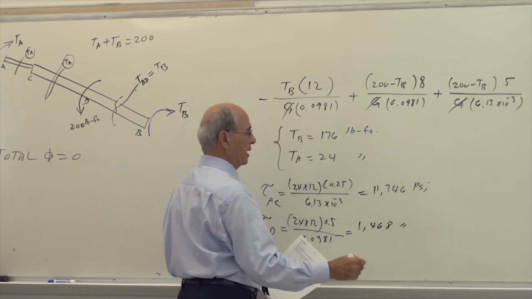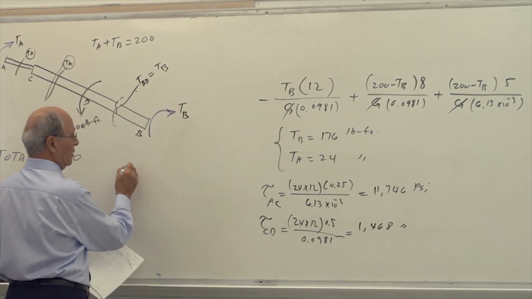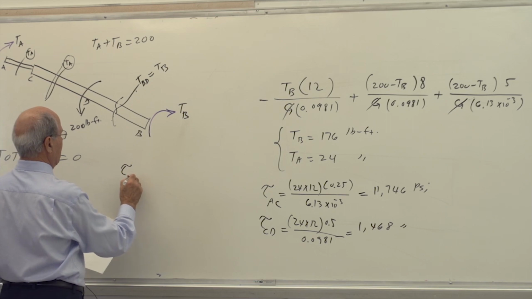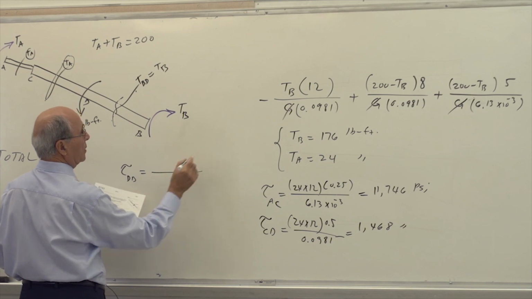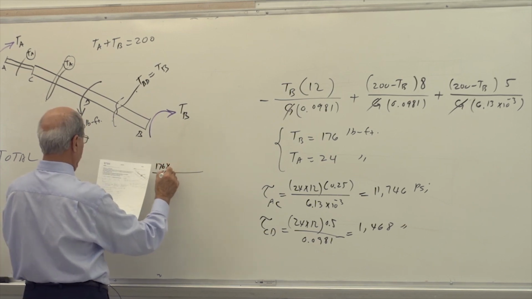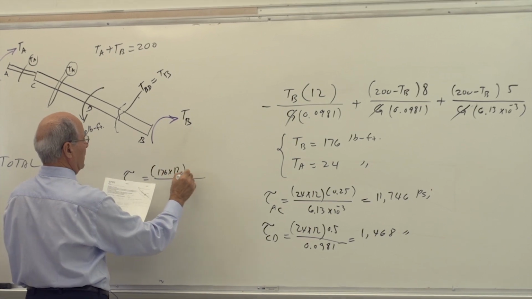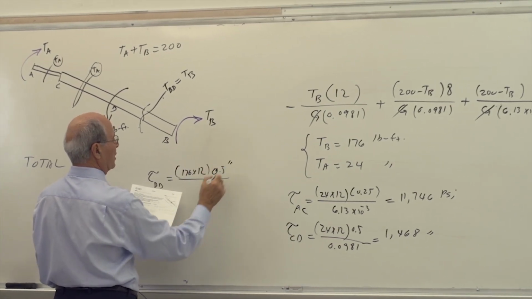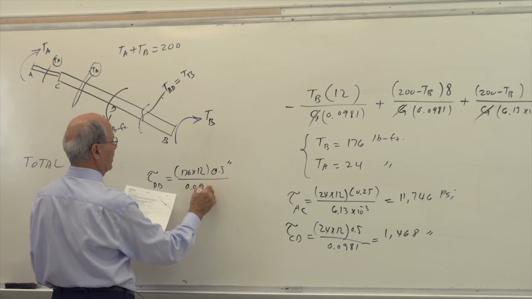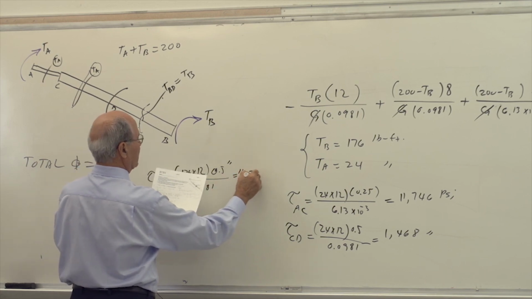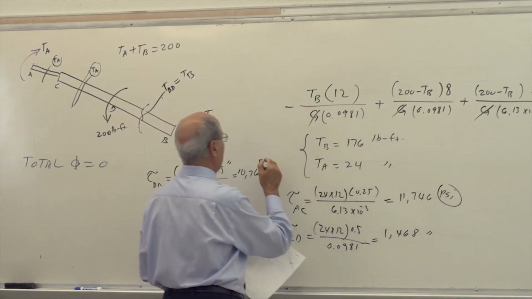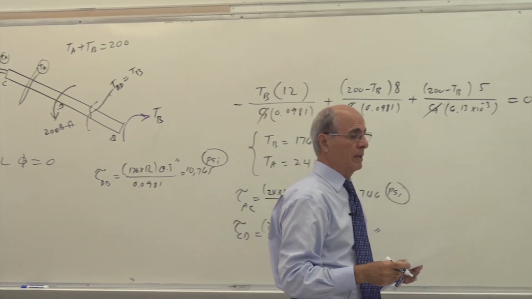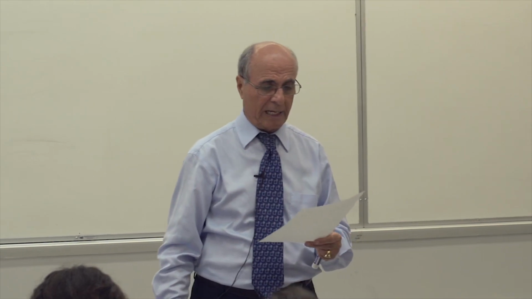And finally, the last one, I put it here, tau DB is equal to 176 multiplied by 12, multiplied by 0.5 inch divided by 0.0981, or equal to 10,765 PSI. These are some of the highlights that nobody should make a mistake on as far as the PSI and KSI go there. Then, of course, I calculate for part B.